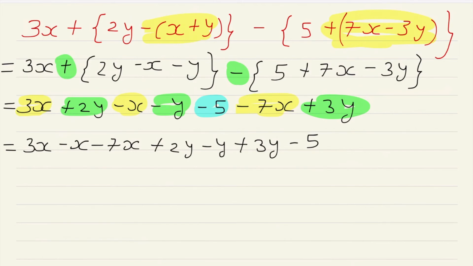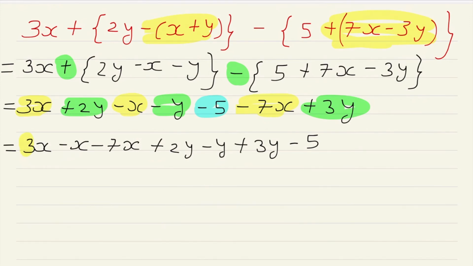Now let's add and subtract the like terms. We have the x's first. We have plus 3, negative 1, and negative 7. So that's 3 minus 1 minus 7. So that's negative 5x.